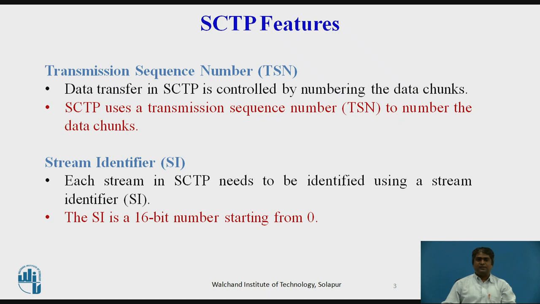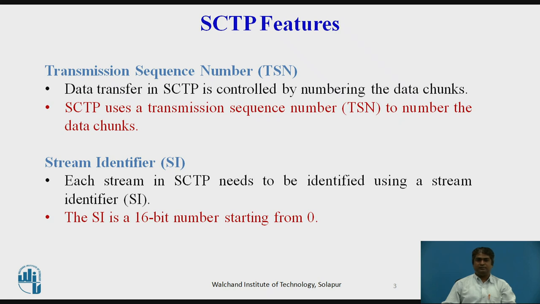TSNs are 32 bits long and randomly initialized between 0 and 2^32-1. Each data chunk must carry the corresponding TSN in its header. In SCTP, a data chunk is numbered using a TSN.